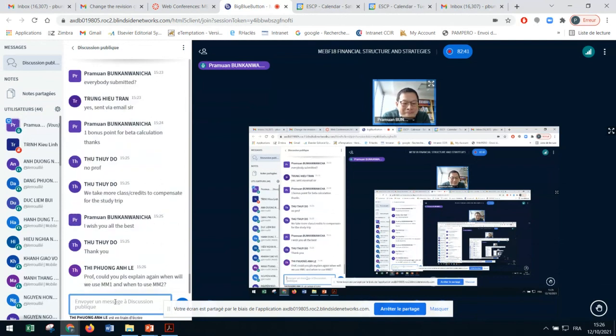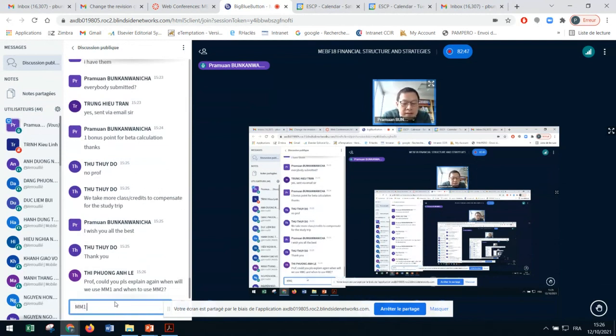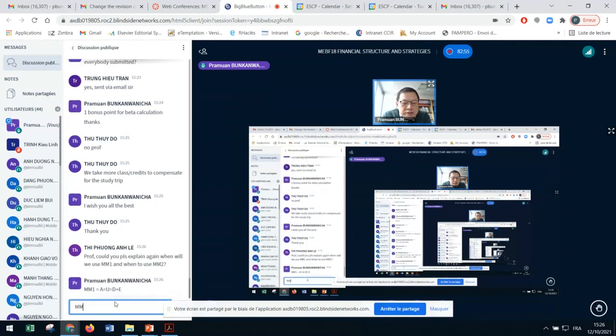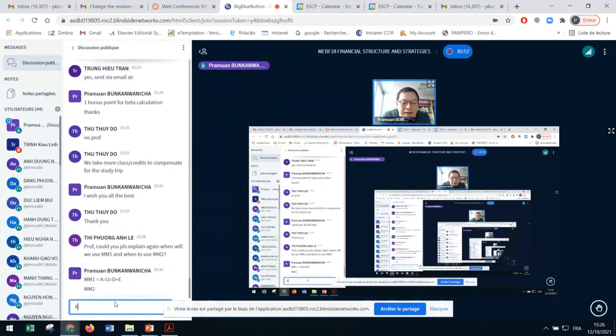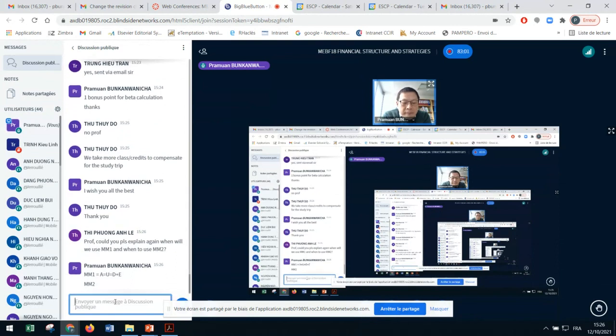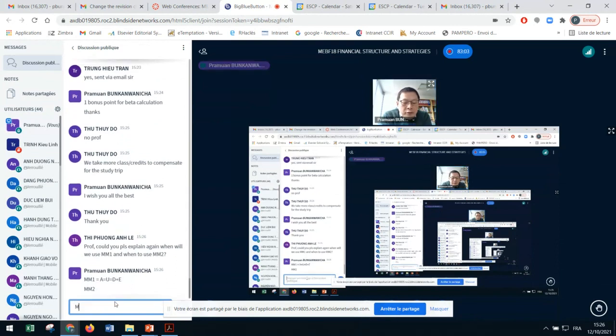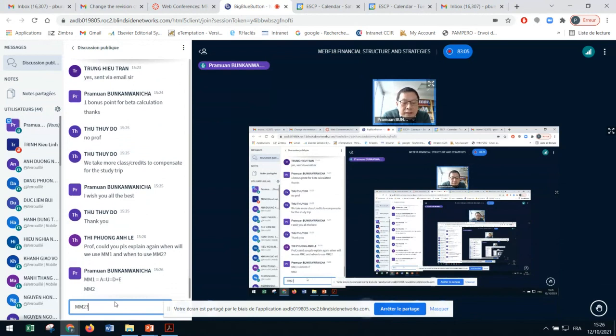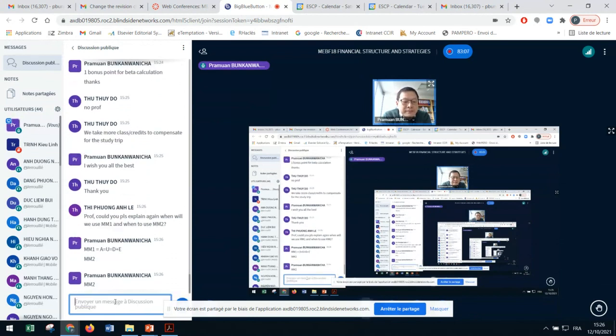We use MM1 when we use MM2. The MM1, we use it when you do the A equal to U equal to the D plus D. So most of the time we use the MM2 to calculate the RE, right? We often use MM2 in the calculation rather than MM1.